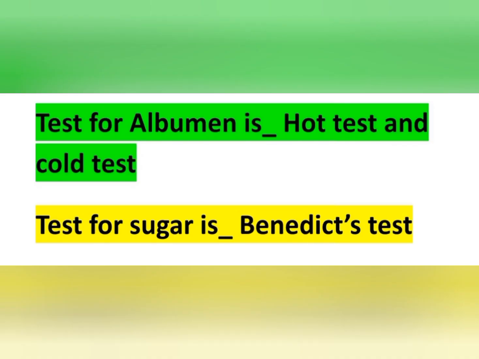The next is urine tests. The test for albumin is the heat test and cold test. Heat test and cold test for albumin. And the test for sugar is Benedict test. As we all know how to do Benedict test, the reading is important. That's why I am telling the procedure of Benedict test.